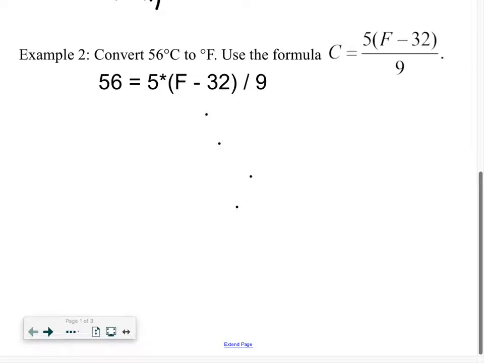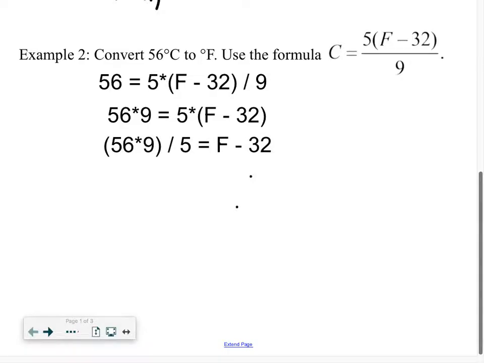Then I'm going to multiply that by 9. I'm going to divide that number by 5. And then I'm going to add 32. So I've got 56 times 9 divided by 5 is 100.8, plus 32 gives me 132.8. All right.